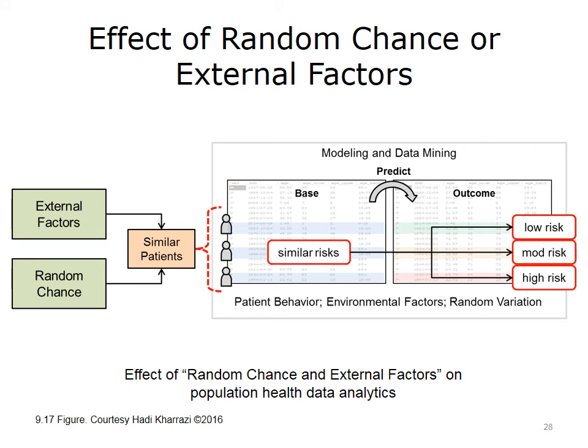This diagram shows the effect of random chance or external factors and lack of other data sources to represent these hidden variations on population health analytics. On the left side of the diagram, different sources of variation are shown, namely other external factors not represented in the data and simple random chance. This will result in various outcomes for the similar cohort of patients, as shown on the right side of the diagram. Indeed, the model is using the same predictors that do not represent the external factors, but finds different outcomes. Note that there is almost no way to fix random chance.